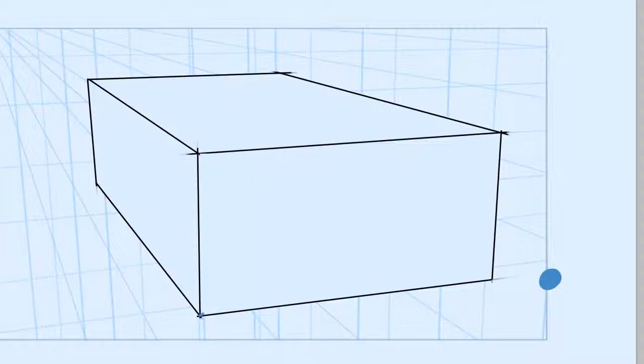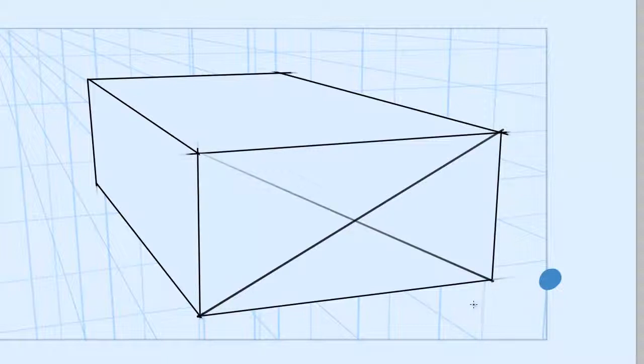Well, there's a trick. If you were to just draw an X across each of these faces, where they intersect is the middle. And no matter how foreshortened it is, this will always work. So if you wanted to divide this vertically, you would just pull in a vertical following the grid.